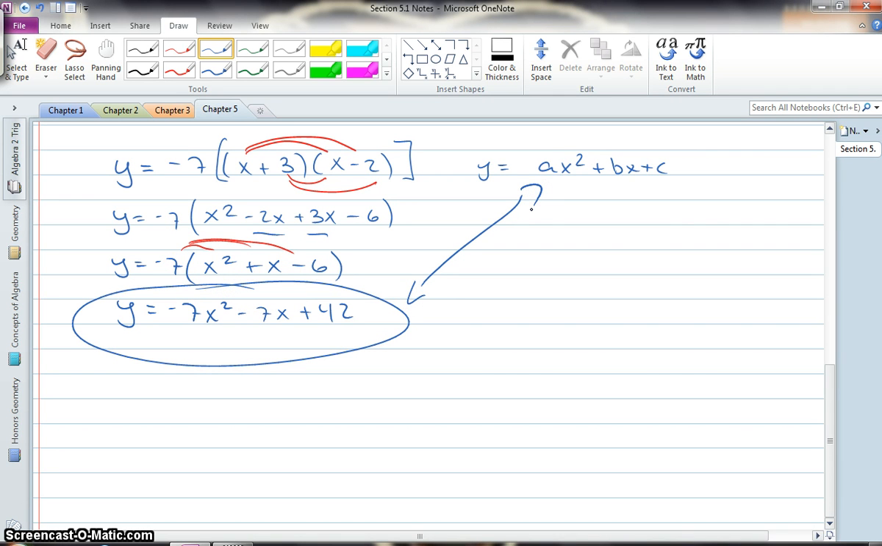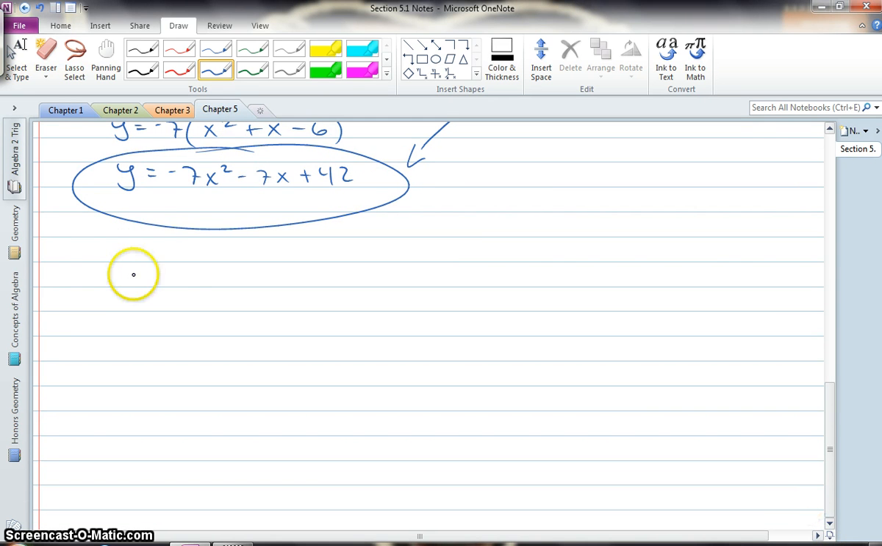All right, so no matter what form I give you it in, you have to be able to get it to standard form. And as we go through this chapter and our skills evolve, we'll be able to go backwards too. We'll be able to go from standard form to intercept form. All right, but now I just want you to be able to write everything in standard form. All right, let's try another one. Now this time I'm going to give it to you in vertex form, and I want you to convert it to standard form. All right, so y equals 1/2 times the quantity x minus 3 squared plus 4.